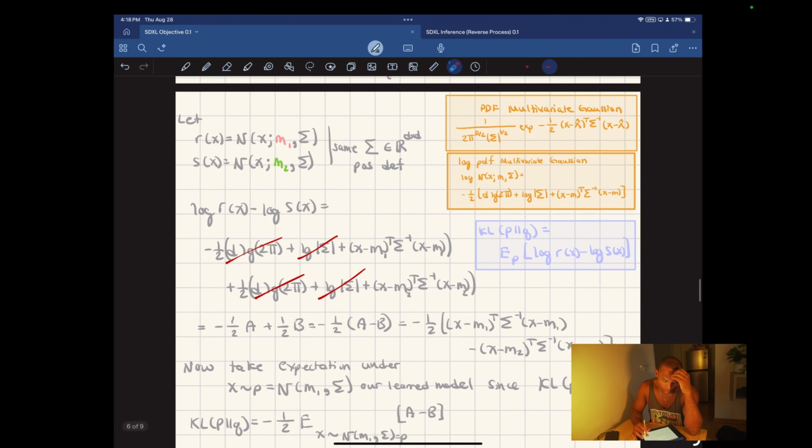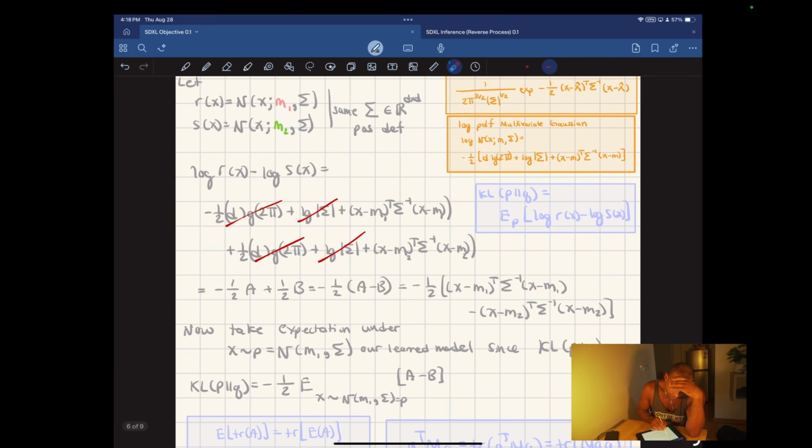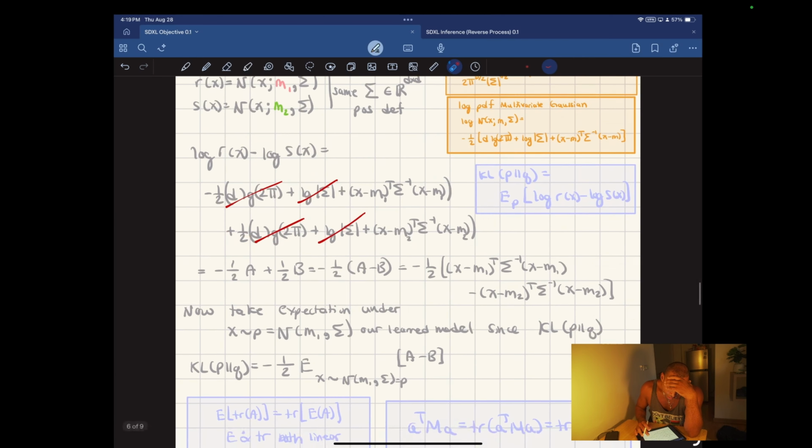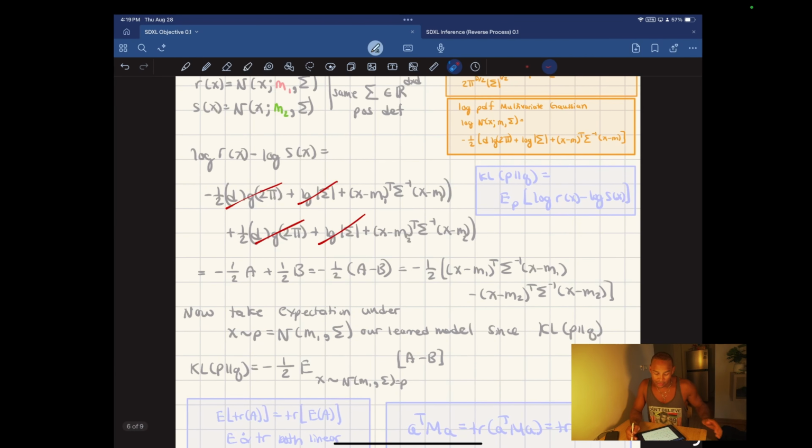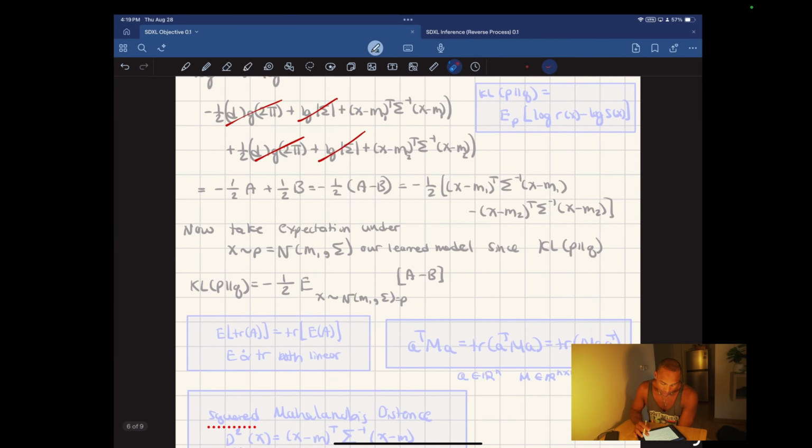Okay. So the log PDF of a multivariate Gaussian is this. If we do log R minus log S using M1 and M2 and sigma, and the same sigmas because the variance is the same, right? If we take those two differences, that's what we get. We're just using M1 and M2 because it's a little bit neater. We're going to do a bunch of algebra with these dummy variables, and then we can substitute back in the real values.